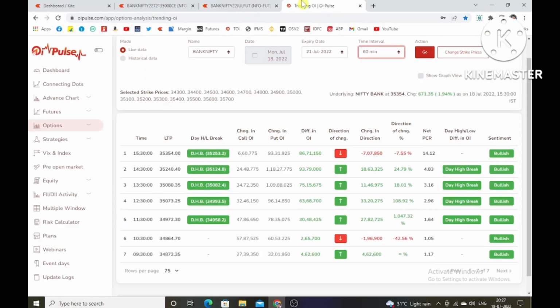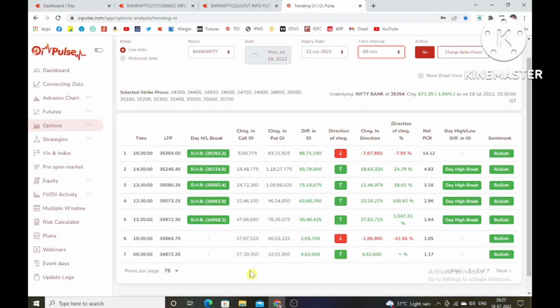So from Trending Y data of the Y Pulse page, we can predict the market sentiment, whether the market is bullish or bearish. We can check the data in Trending Y. If the data is increasing continuously, it means more sellers are coming against that way. Market sentiment is bullish, meaning sellers are actively selling puts.